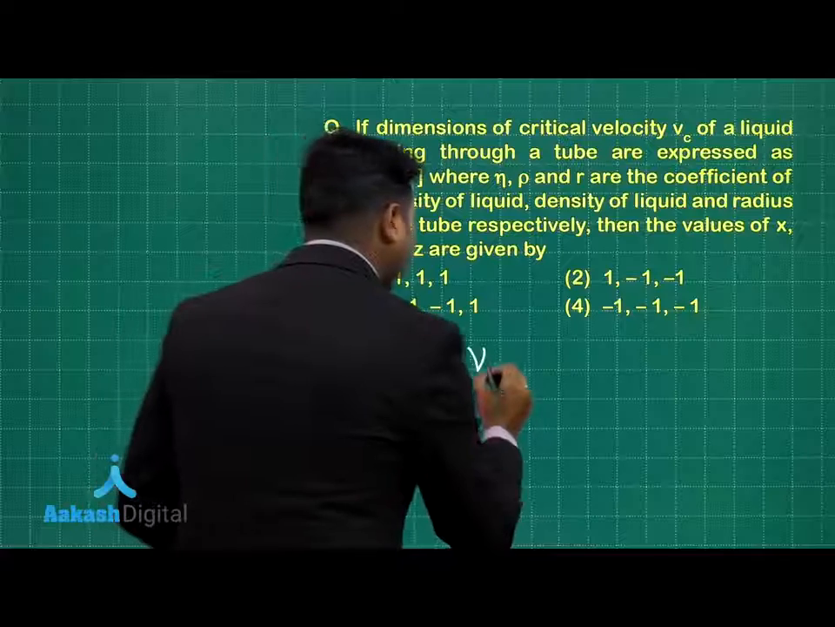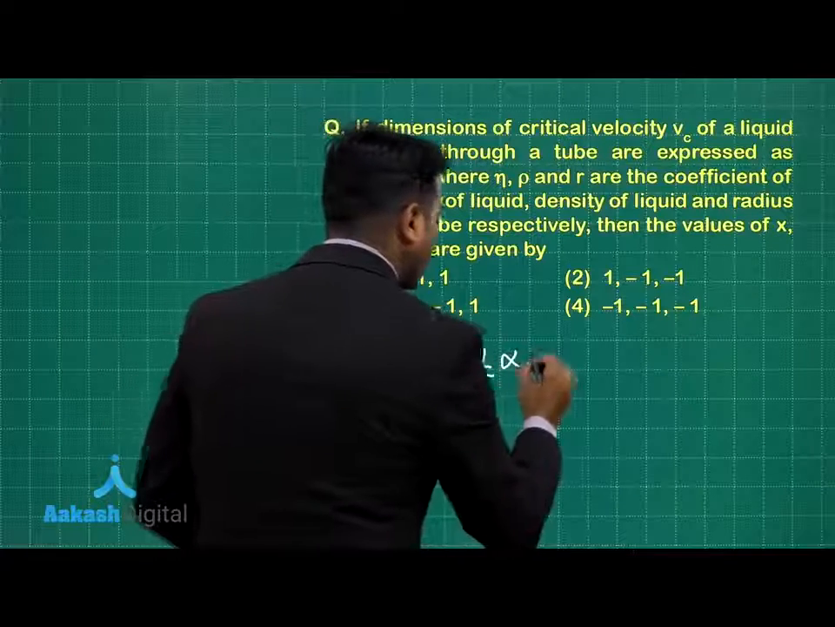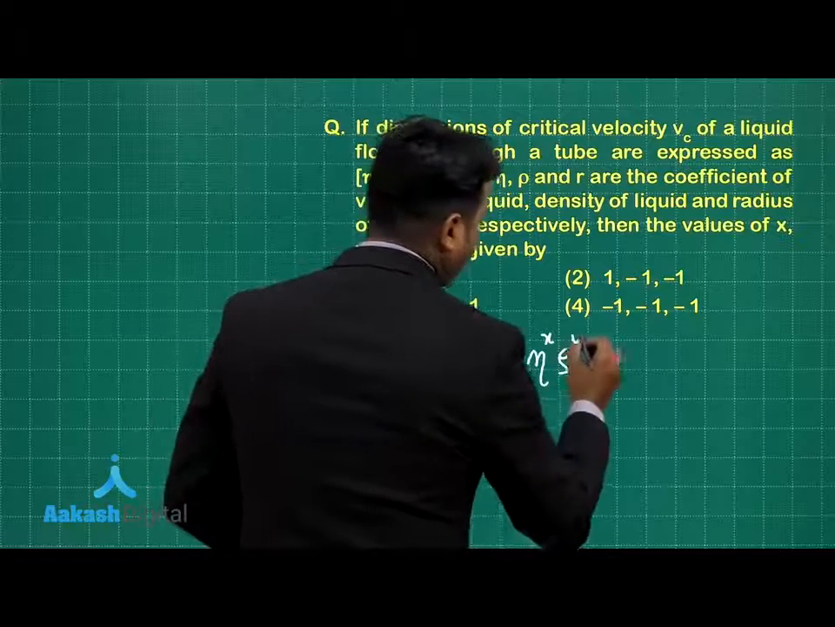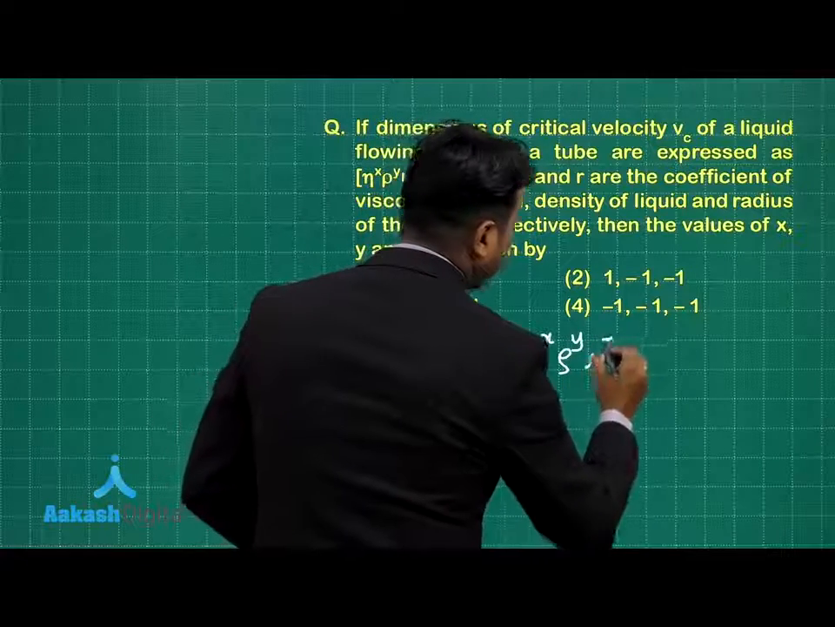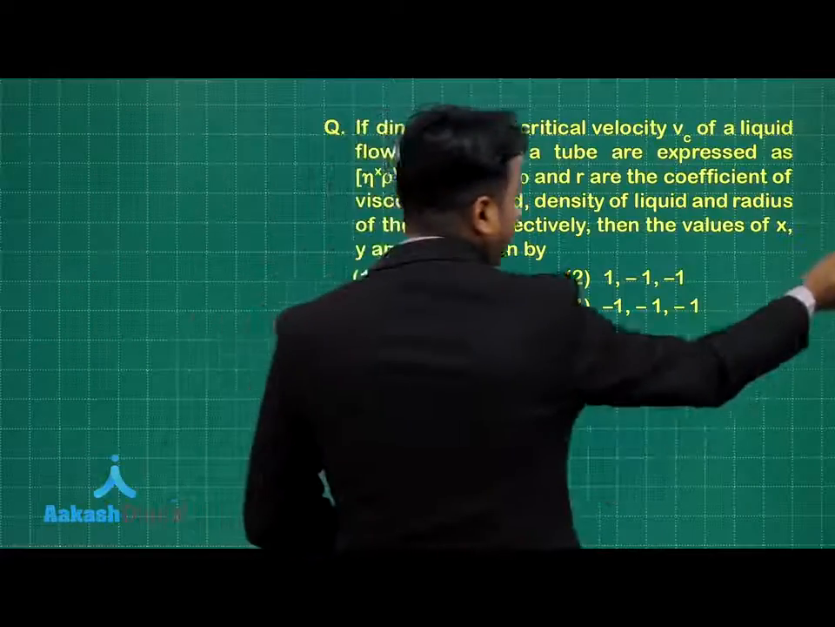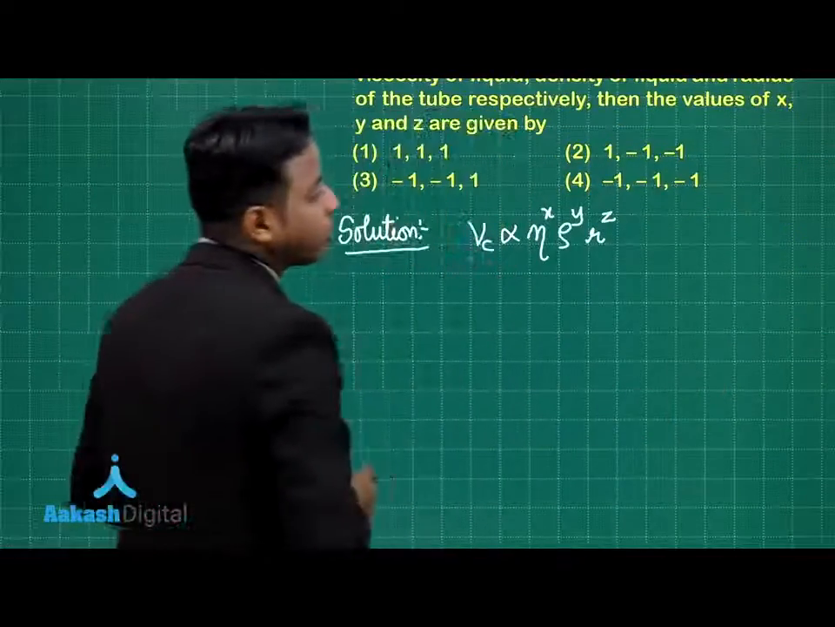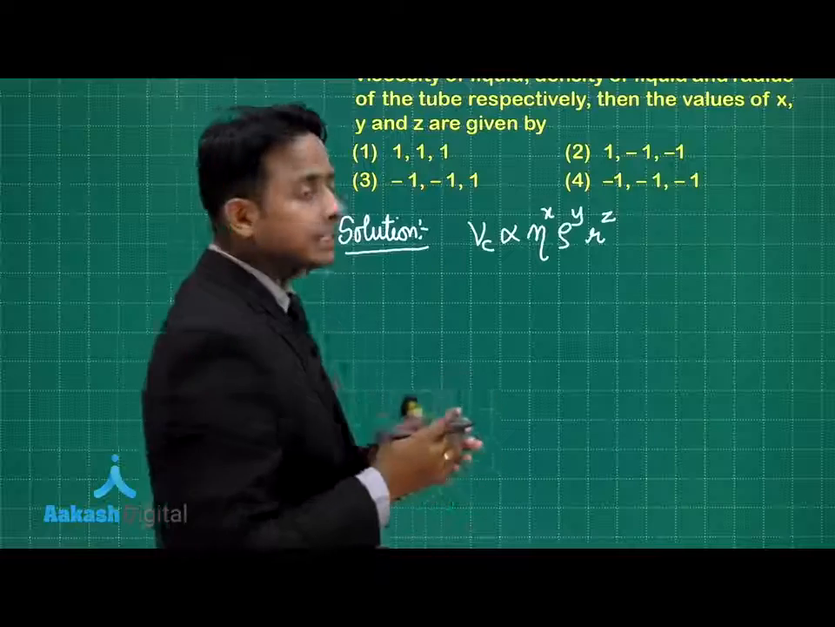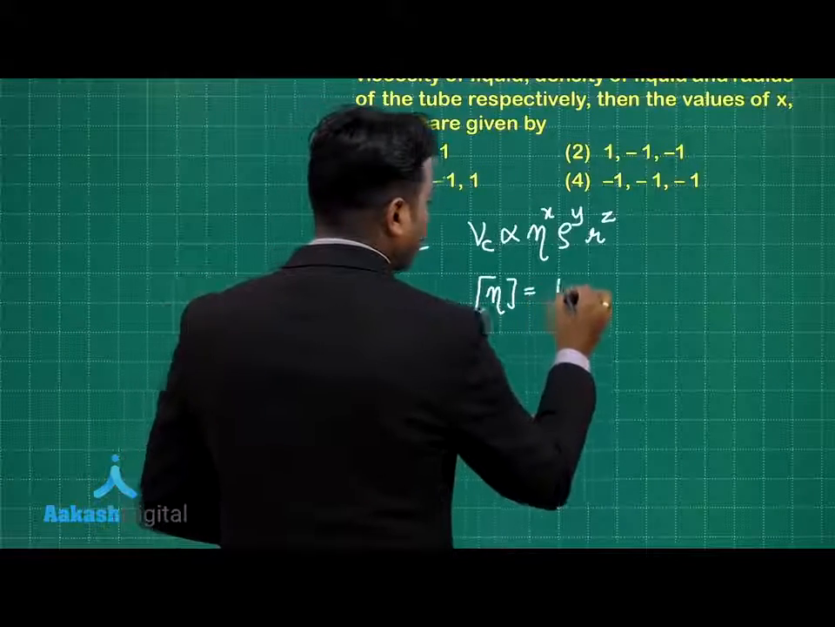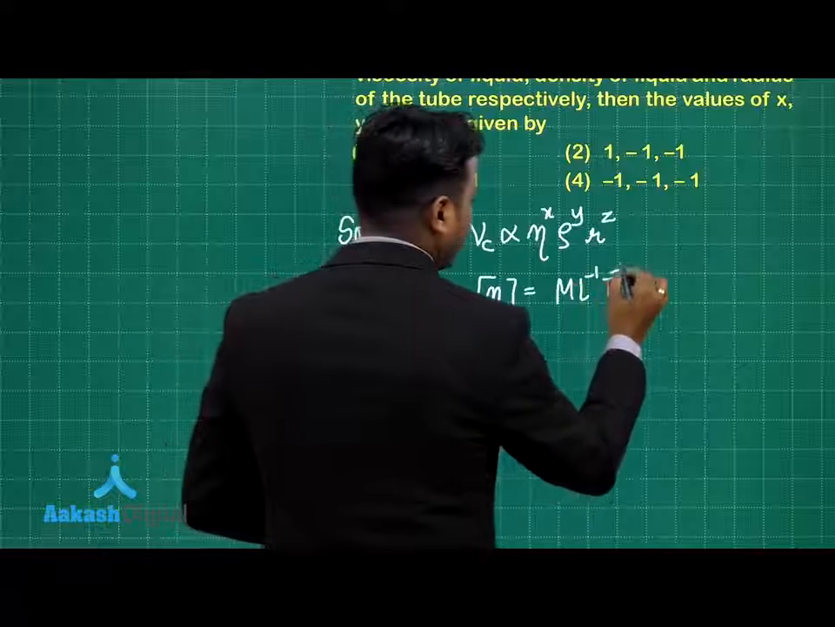Now critical velocity Vc is directly proportional to eta to the power x, then rho to the power y and r to the power z. Then we need to find out the value of x, y and z. Now here the most important part is to remember the dimensions of different quantities. Dimension of eta should be M L minus 1 T minus 1.